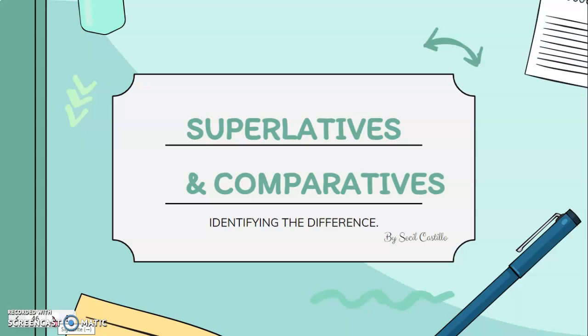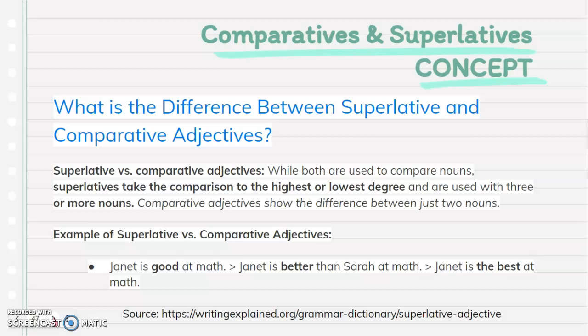Our goal today is to learn the difference between superlatives and comparatives. What is the difference between superlative and comparative adjectives? Basically, the difference is that comparative adjectives are used to compare two objects. We use them to identify differences.